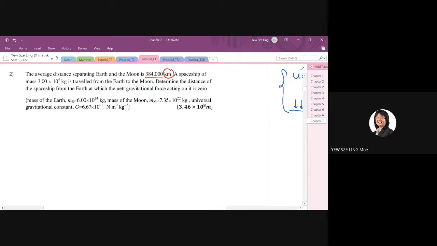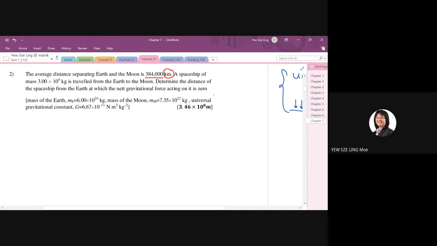And then a spaceship of mass 3 times 10 to the power 4 kg travels from the Earth to the Moon. Determine the distance of the spaceship from the Earth at which the net gravitational force acting on it is 0. Now, what does it mean?